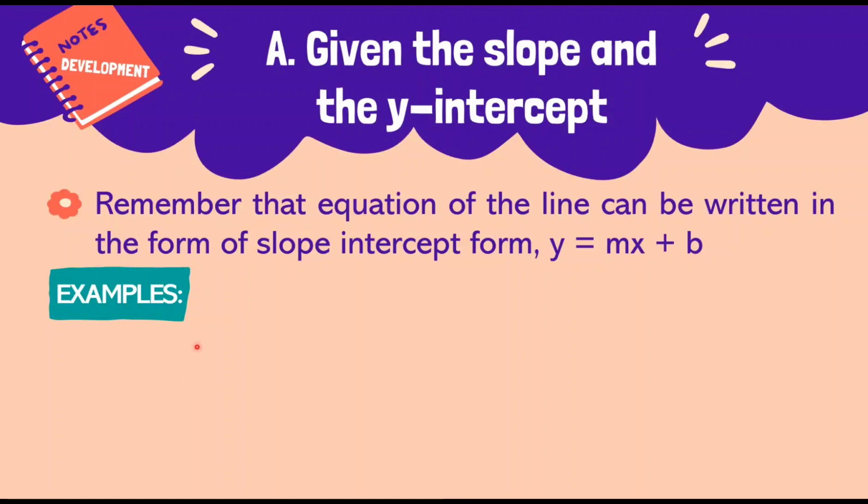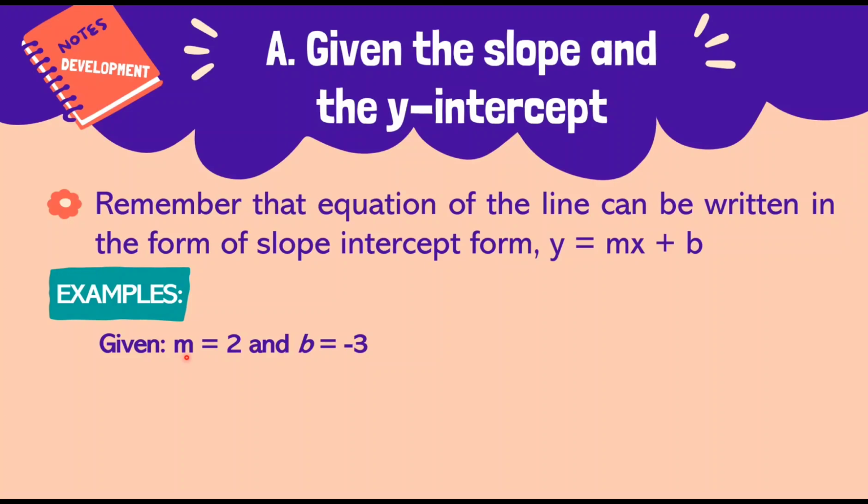So, let us have our first example. So, given our slope which is 2 and the y-intercept which is -3. So, as you can see, ang given daw dito ay slope at y-intercept. So, dito sa ating example, our given is the slope and the y-intercept. So, how are we going to rewrite the given slope and y-intercept into an equation of the line?